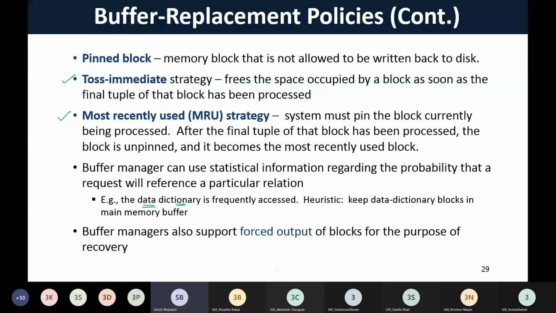Right? Sometimes buffer managers need to force a few blocks to the disk, and the reason for that is recovery purposes. Right now we are not going into the details of such forced outputs of blocks, but we'll be focusing on these concepts later, whenever we go for unit number 6.